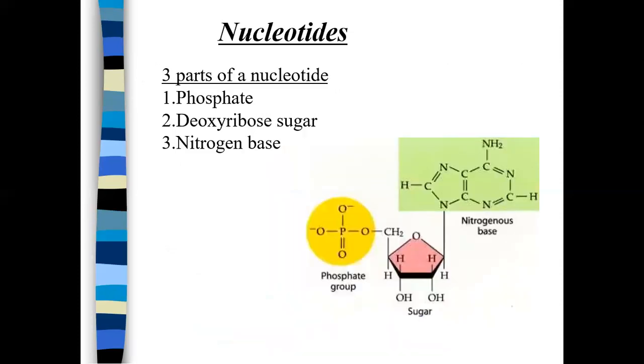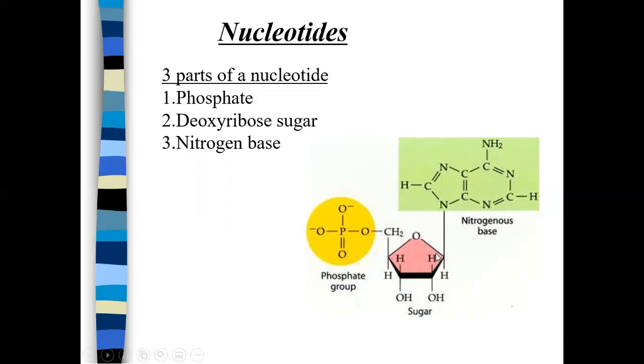What are nucleotides? Nucleotide is the basic unit of nucleic acid, and nucleic acids are DNA, deoxyribonucleic acid, and RNA, ribonucleic acid. There are three parts of a nucleotide. Number one is phosphate, the second one is deoxyribose sugar, and the third one is nitrogenous base.